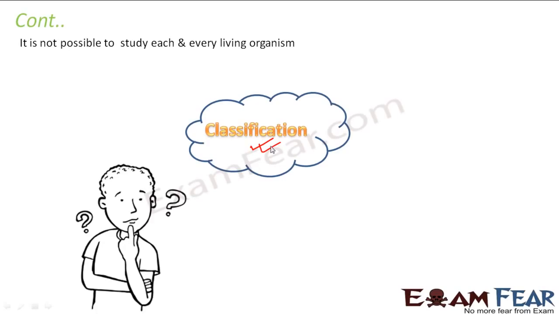So by classifying organisms into different groups, we really don't need to name each and every organism. We can give a name to a particular group, so that all organisms falling under that group can be referred by the same binomial name. So make sense? Okay.